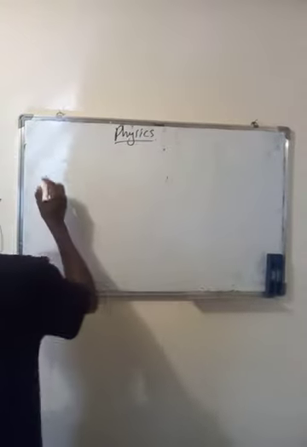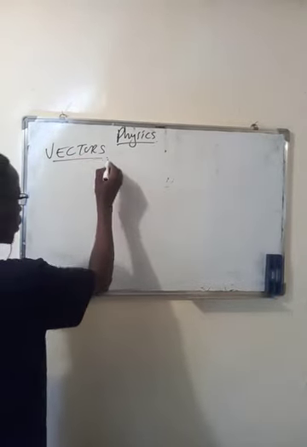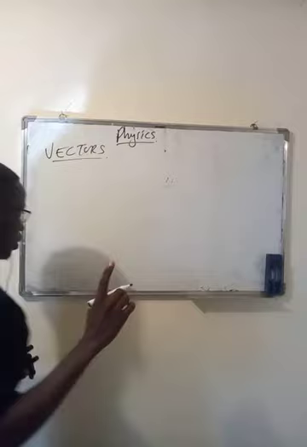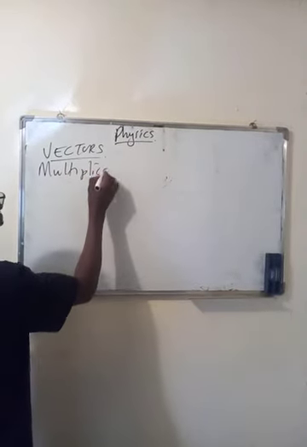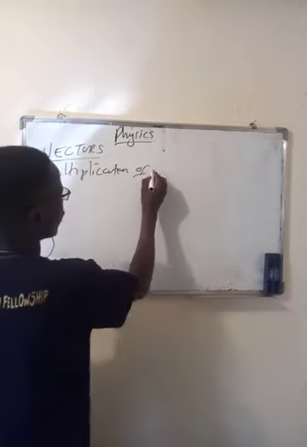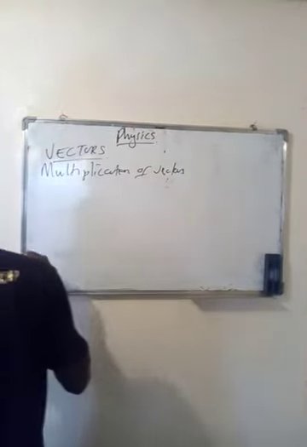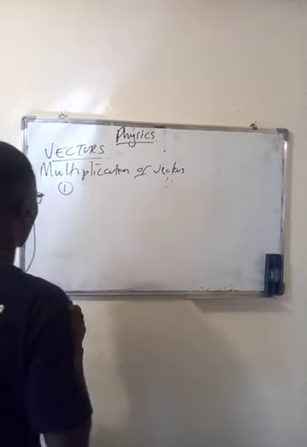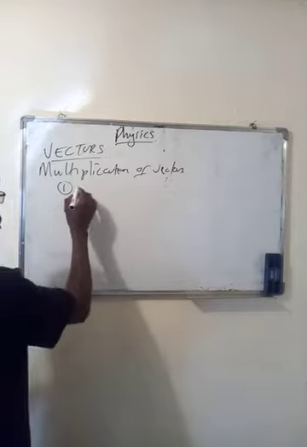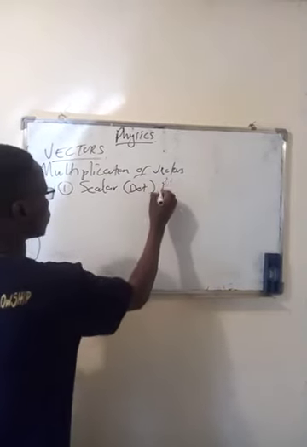And remember, we've been looking at vectors, and under vectors one of the things we're looking at the moment is multiplication of vectors. Under multiplication of vectors we did mention that there are two ways of multiplying vectors. Number one, we have what is called the scalar, or rather the dot product.